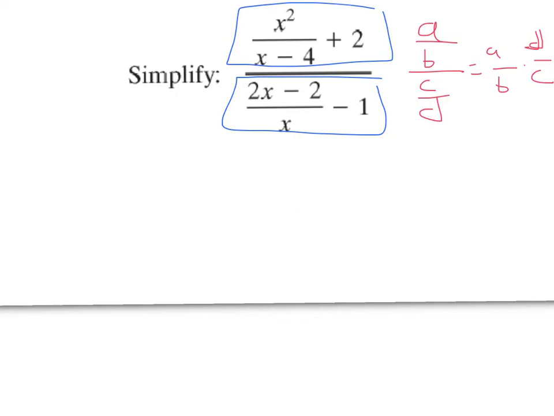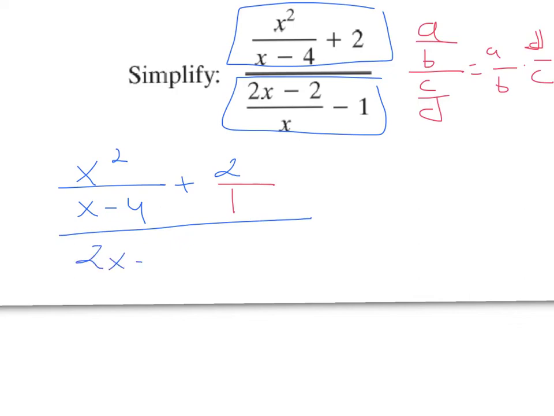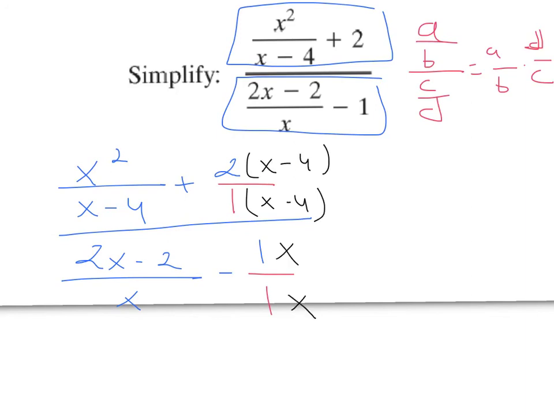Well, we have x squared over x minus 4 plus 2. Well, this is like over 1, right? And here we have 2x minus 2 over x minus 1 over 1. Now we need to find the common denominator here. We're going to multiply by x minus 4, and here we're going to multiply by x minus 4. Here we're going to multiply by x, and here by x.